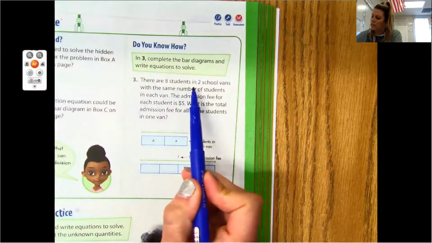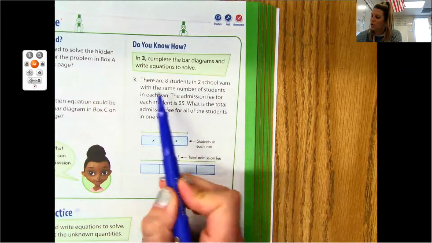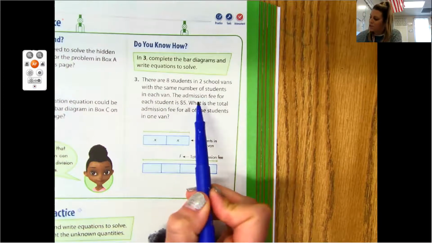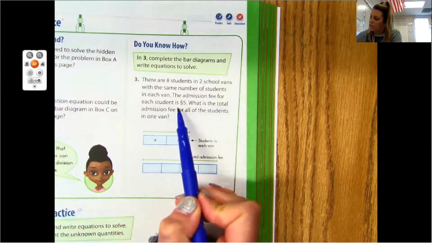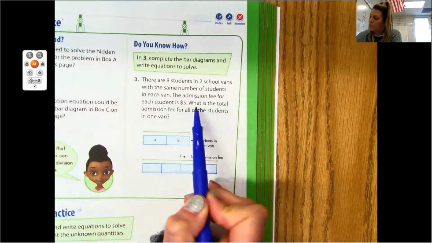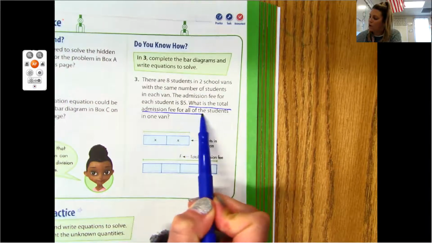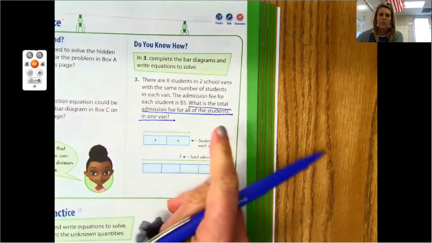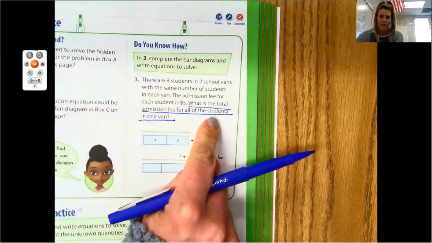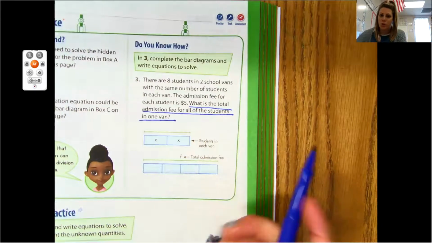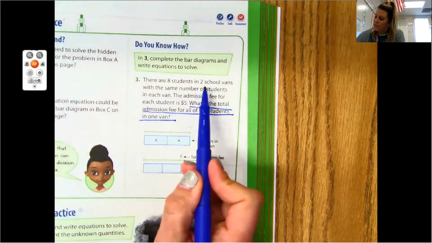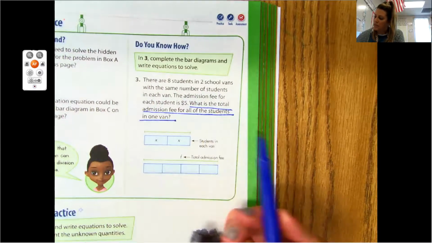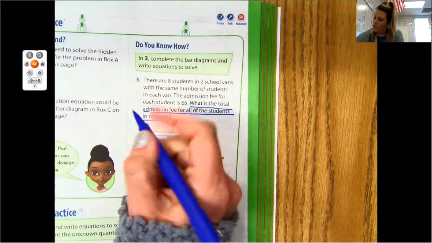There are 8 students in 2 school vans with the same number of students in each van. The admission fee for each student is $5. What is the total admission fee for all the students in one van? So that is our final question, okay? So we want to split it up into our 2 steps. There are 8 students in 2 school vans with the same number of students in each van. All right, so this is our first step.